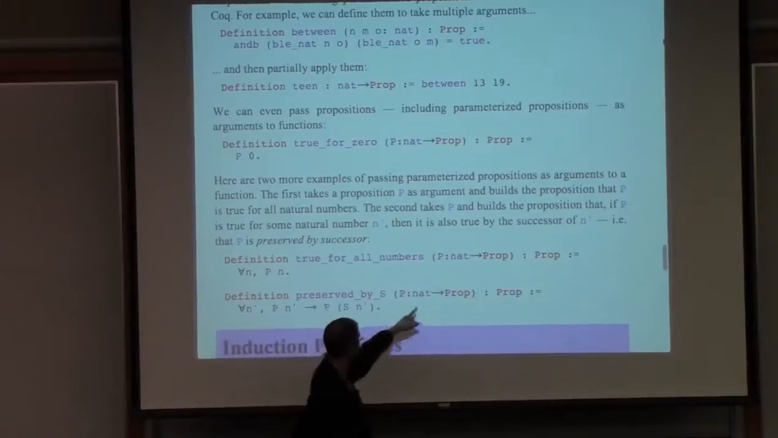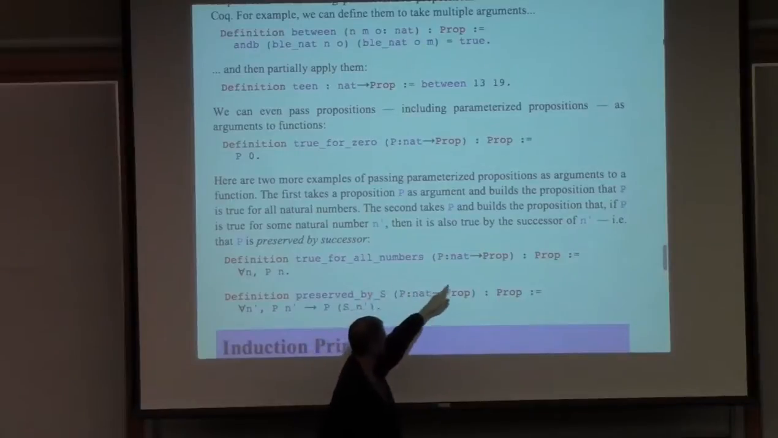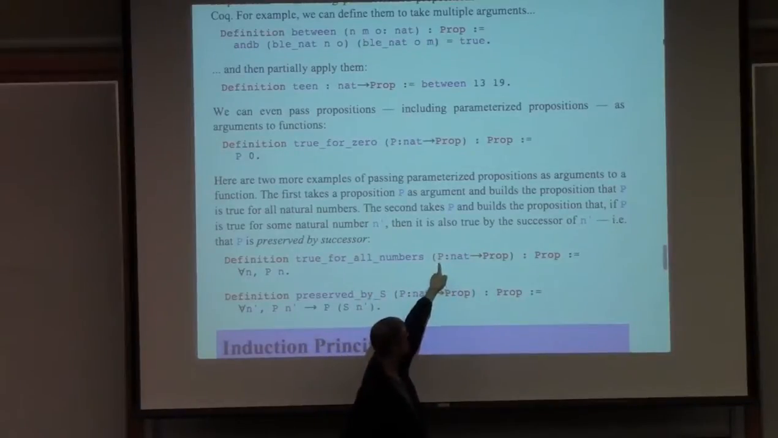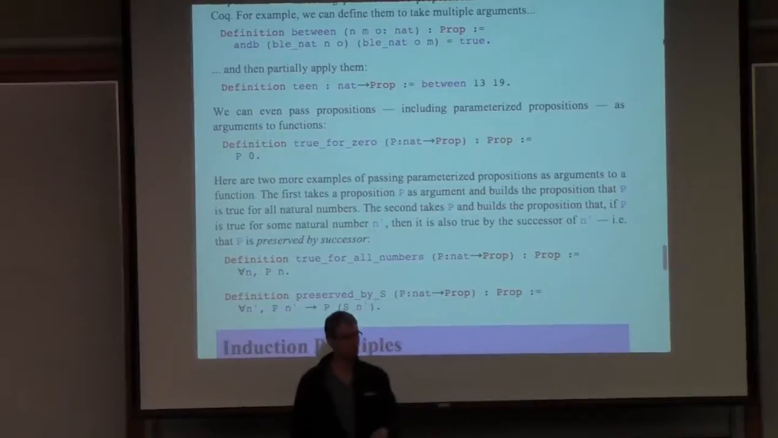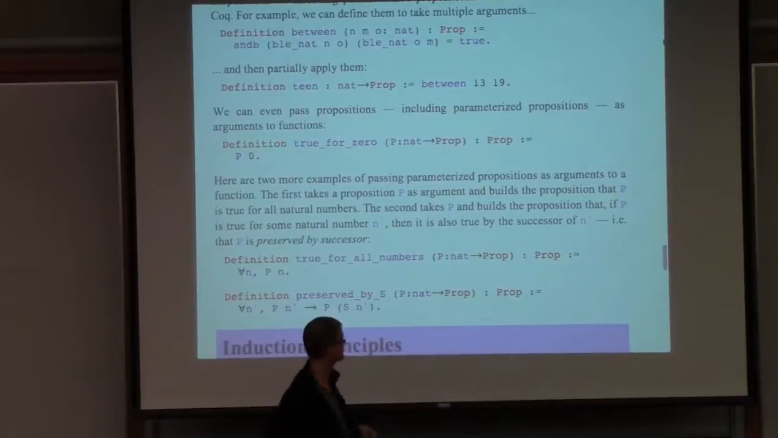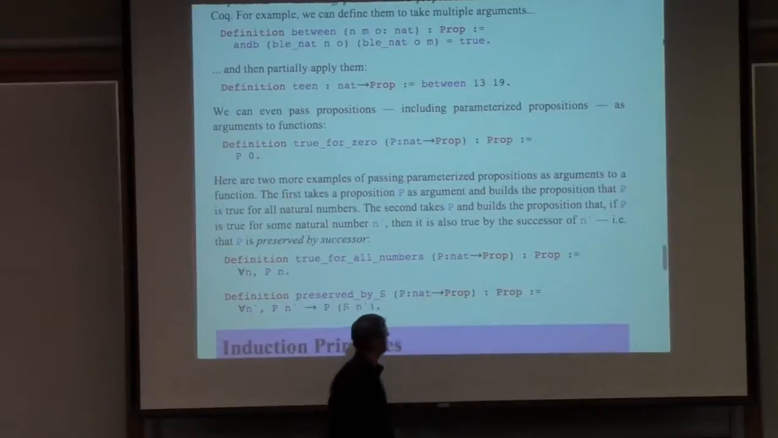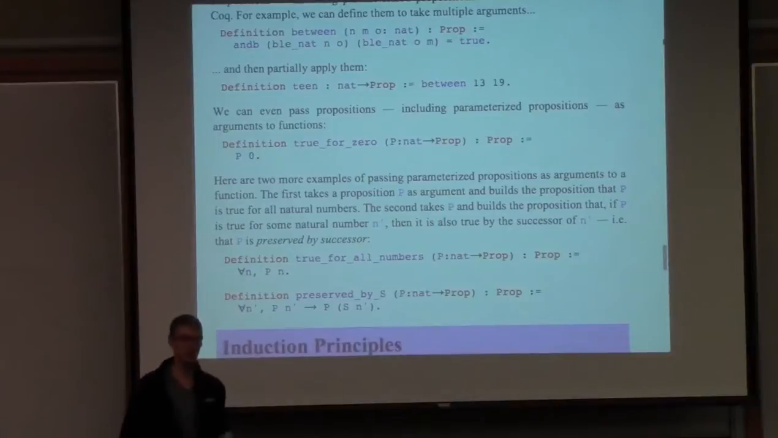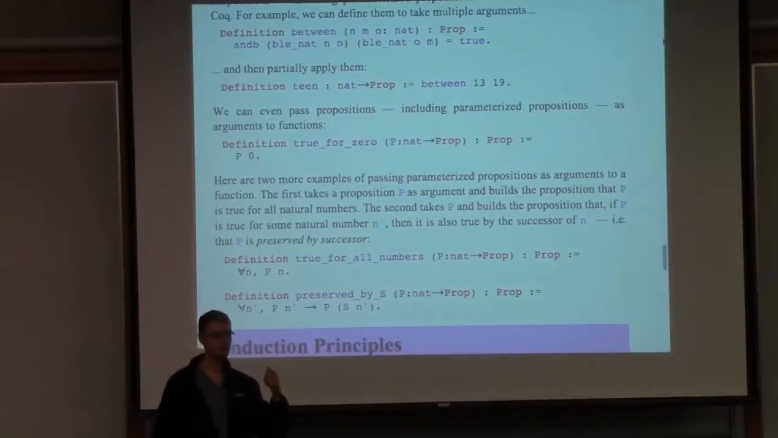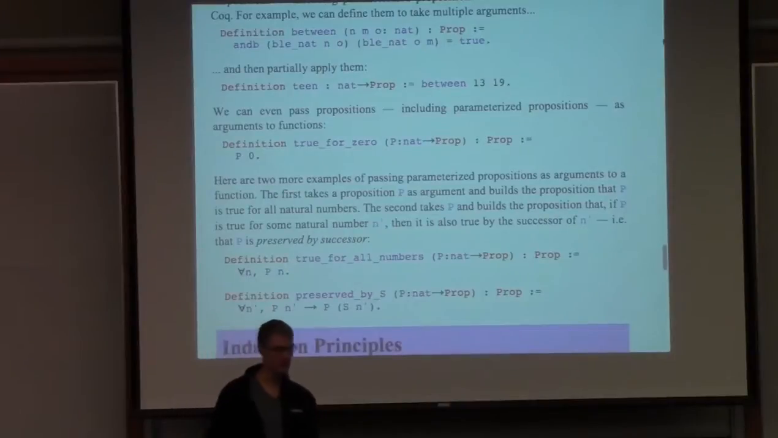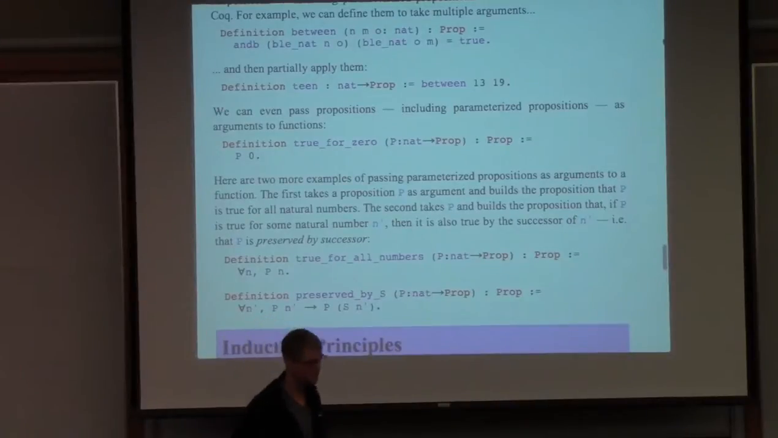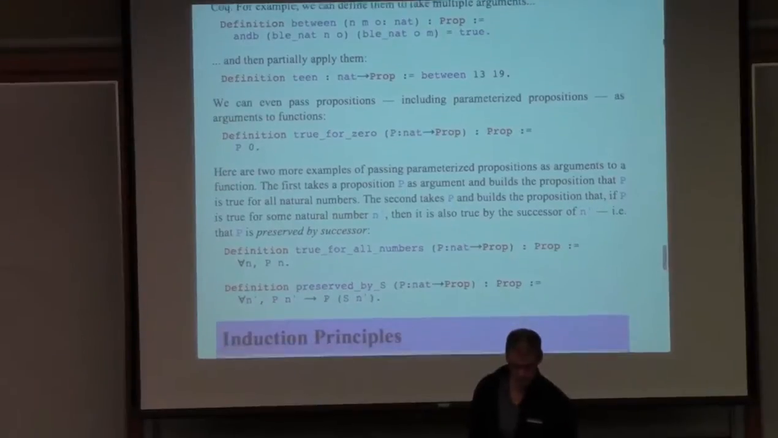So this parameterized proposition has one instance for each p, where p is a property of numbers, a proposition parameterized on numbers. So for each property of numbers p, true_for_all_numbers p is a proposition, which is true informally, or provable, exactly when for all n, p of n is provable. Okay?